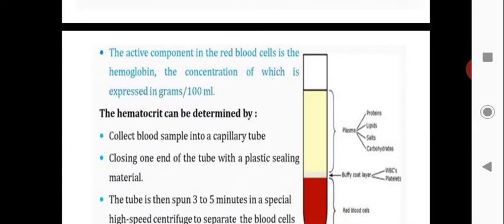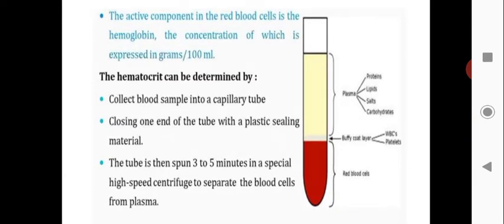The active component in the red blood cell is the hemoglobin, the concentration of which is expressed in grams per 100 ml. So hemoglobin is the active component in the red blood cell, which is responsible for the red color of your blood.